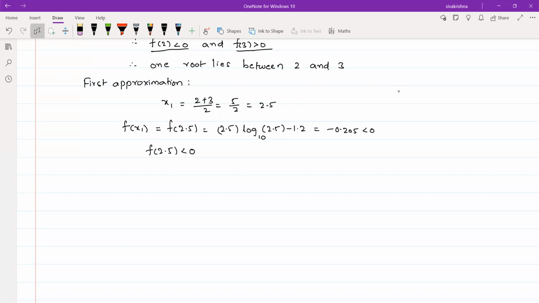In order to find the next approximation, we require two numbers with opposite signs. Here I am having f of 2.5 less than 0. So from the above step, we have to carry a positive value so that we can calculate the next approximation. From the above step, we are having f of 3 greater than 0, so we have to carry that. Once again, I am underlining those two terms. Now we can find the next approximation, that is the second approximation.